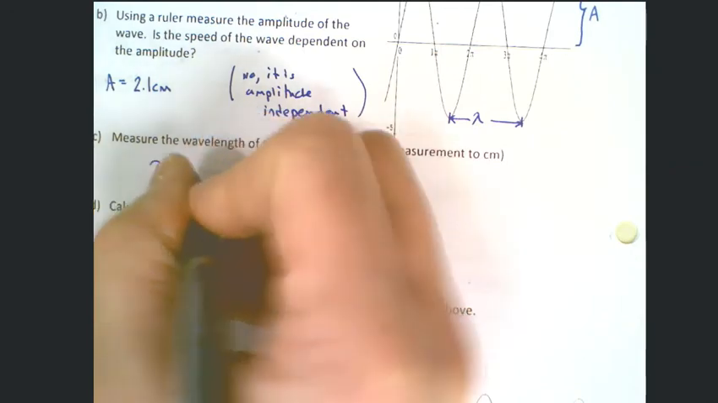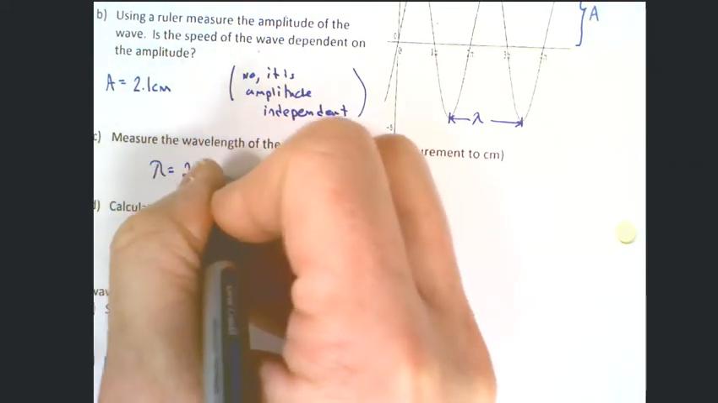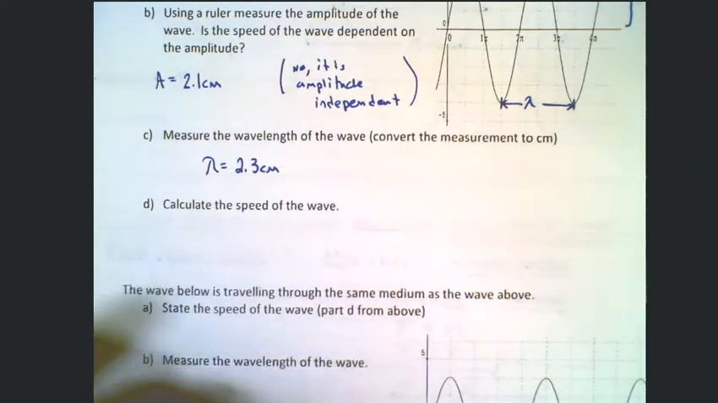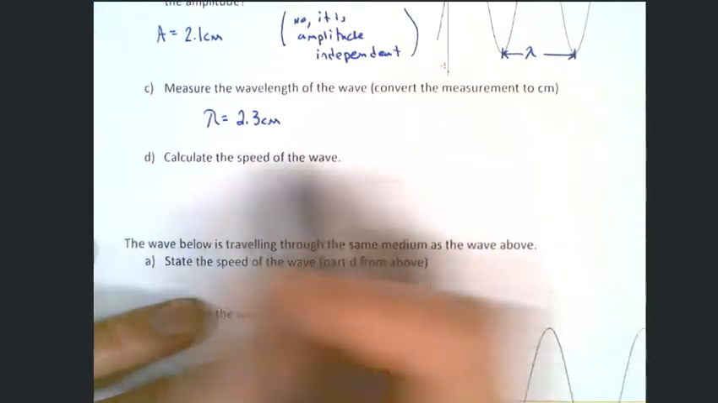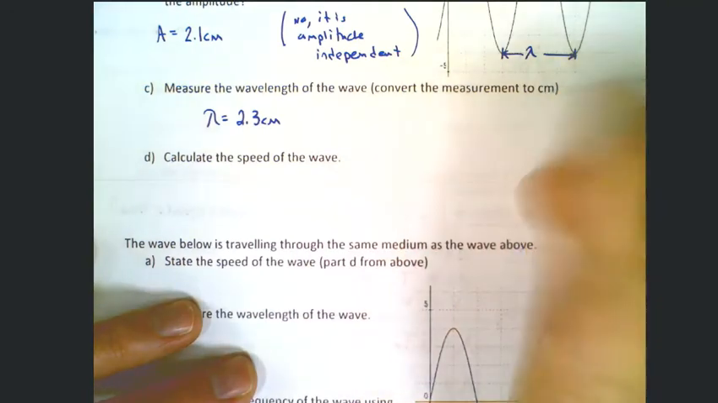So 2.3 centimeters is the wavelength. Okay. It says convert the measurement to centimeters. I've already got it in centimeters. Calculate the speed of the wave. That probably is supposed to say meters.